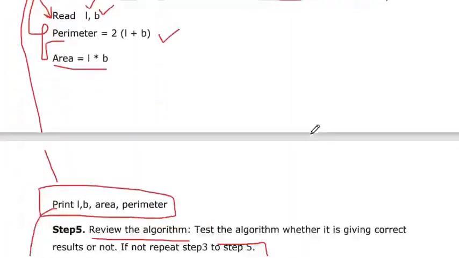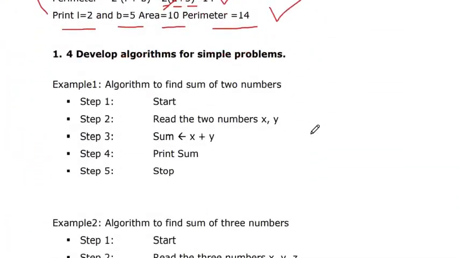Now let us go to the next concept, that is the fourth concept in the first unit. This is the fourth concept in the first unit, that is, develop algorithms for simple problems. Now here I have provided a certain number of problems, a certain number of examples. Let us see the first example. Algorithm to find the sum of two numbers.